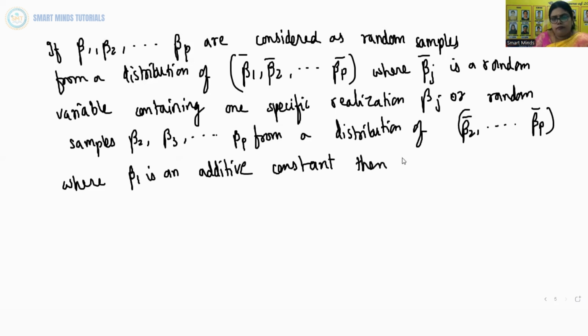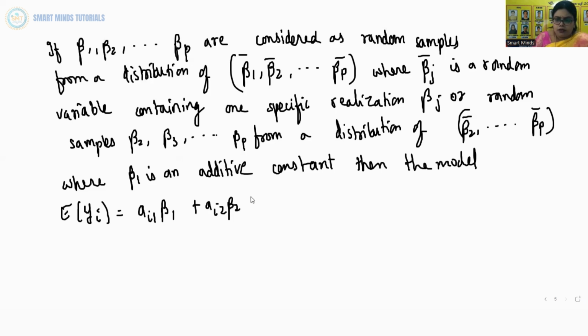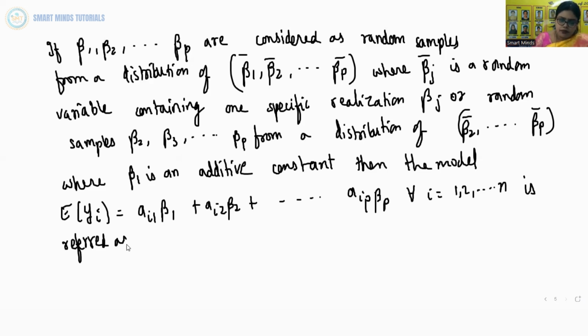Then the model E of yi is equal to ai1 beta 1 plus ai2 beta 2 plus so on up to aip beta p, for all i taking values from 1 to n, is referred to as a random effects model.